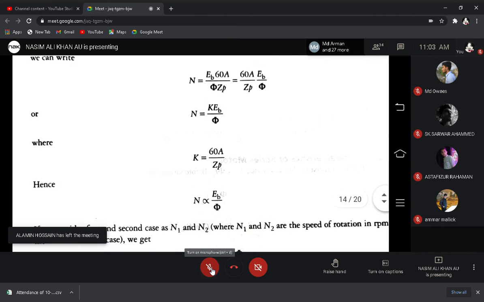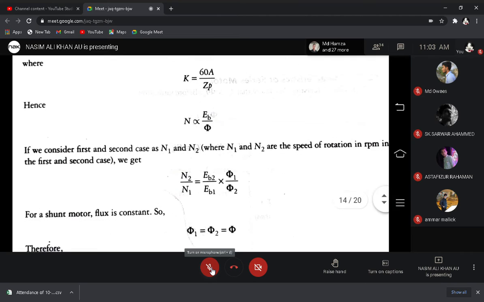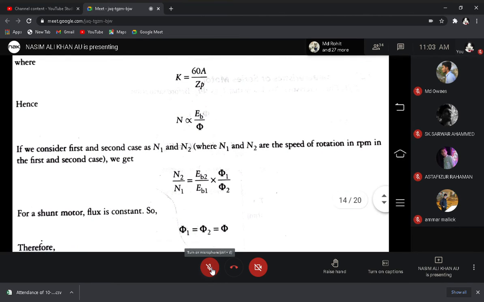So here also we can write down the same thing. If we consider the first and second case of N1 and N2, where N1 and N2 are the speeds of rotation in RPM in the first and second case, so we can write down the particular expression N2 by N1 equals Eb2 by Eb1 into phi 1 by phi 2. This is that particular expression.